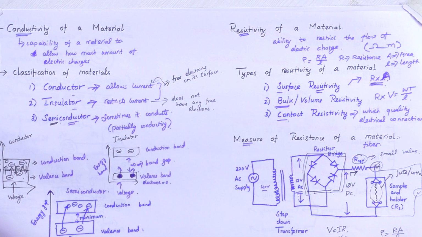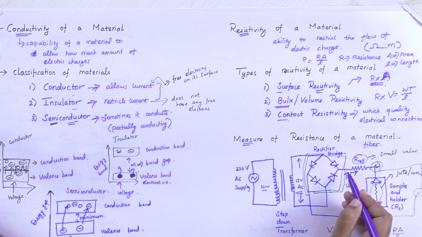But the two probe method has a drawback: the circuit conductor wires will have some resistance property, so that resistance will also get included in this. So we have to neglect that resistance also. For this, we will prefer the four probe method of resistivity measurement.